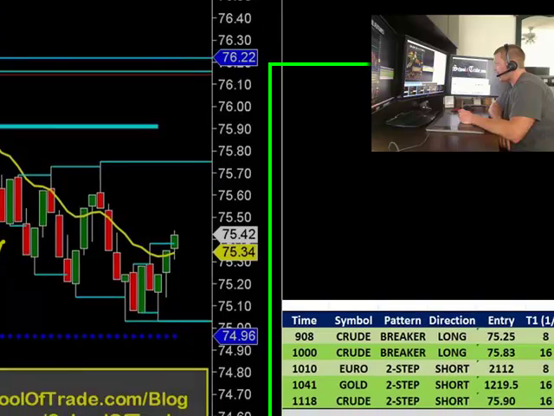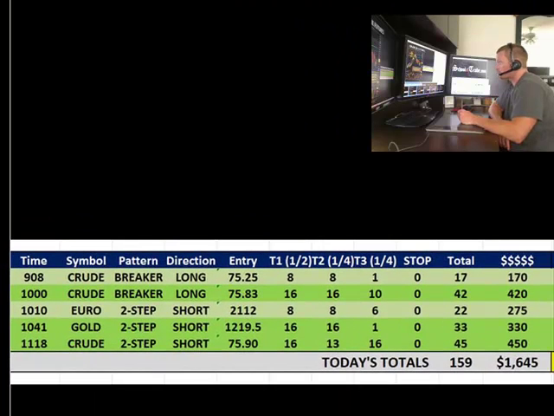And guys, total them all up here. We took a couple two-steps, took a couple breaker patterns. Boy, the correlation between the dollar and the euro, the dollar and the gold, the dollar and the crude all worked out wonderfully today. Looking for those shorts because we knew exactly what to look for. 159 ticks, guys, over 1,600 USD on a very easy day here in Live Trade Room, guys. Anybody can trade along with us, guys. This was very easy today.